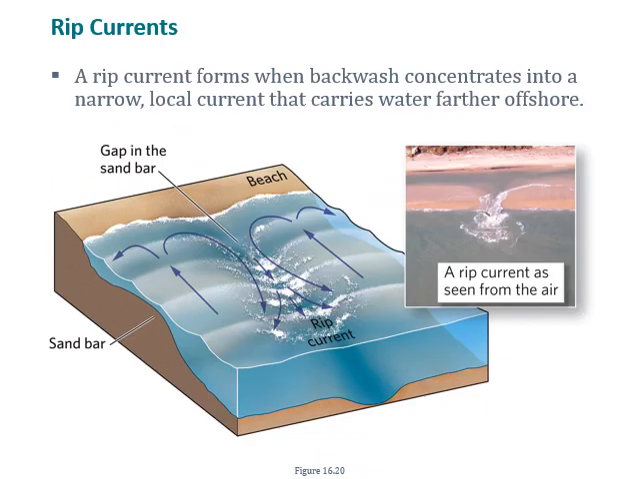Rip currents you may have heard of if you've been to the beach or lived at the beach. These are dangerous currents that form when backwash concentrates into narrow local currents that carry water further offshore. So there's a picture of a rip current, and if you get caught in one of these, the idea is to swim parallel to the wave break on the outside, rather than fight the current. As you get transported out, swim parallel and then try to find another entrance back into the shoreline.